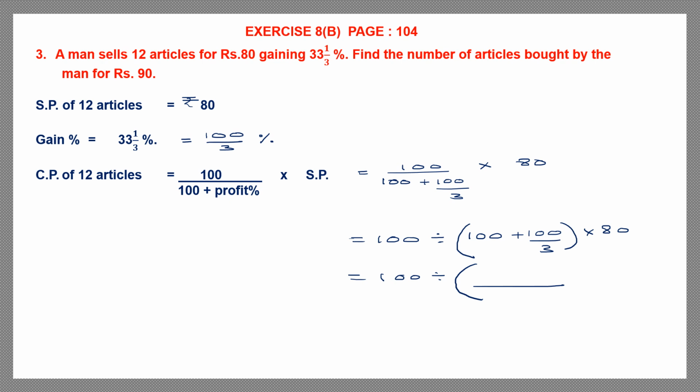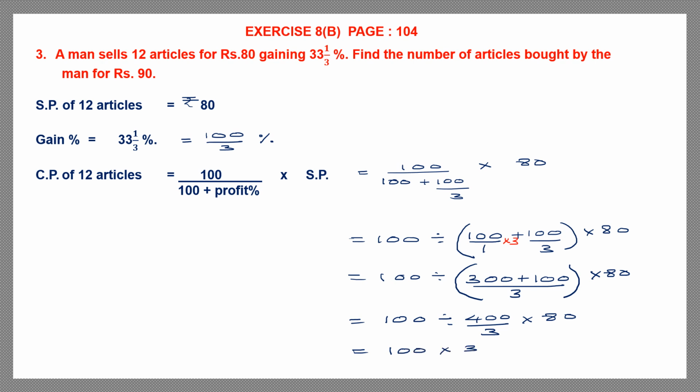So we find the LCM. This is 1, so the denominator here is 3. Now here we say 1 into 3, so 100 into 3 is 300. 300 plus, there it's the same, so we write 100 into 80. So here we have 100 divided by (300 plus 100 is 400) 400/3 into 80. So this is 100 into 3 by 400 into 80.